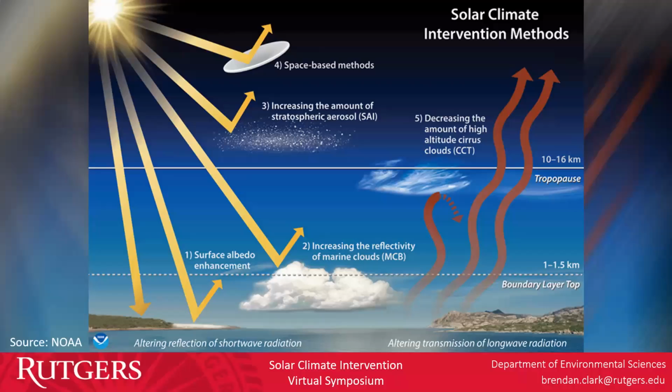So that leads me to what I'll be talking about. So these are all of the different potential methods to intervene on the Earth's radiative budget in order to counteract anthropogenic climate change. But the one that I'm going to be discussing today is this one, SAI, increasing the amount of stratospheric aerosols.